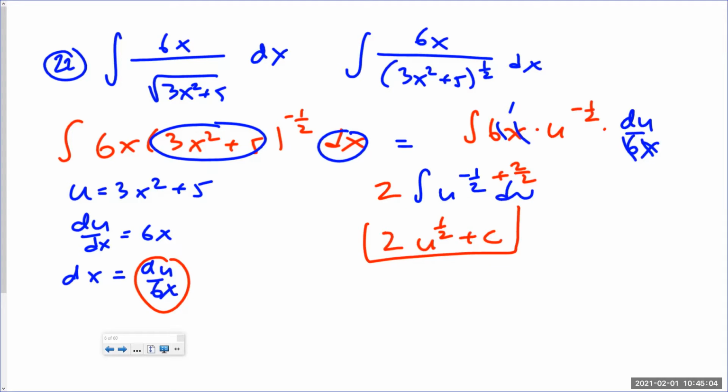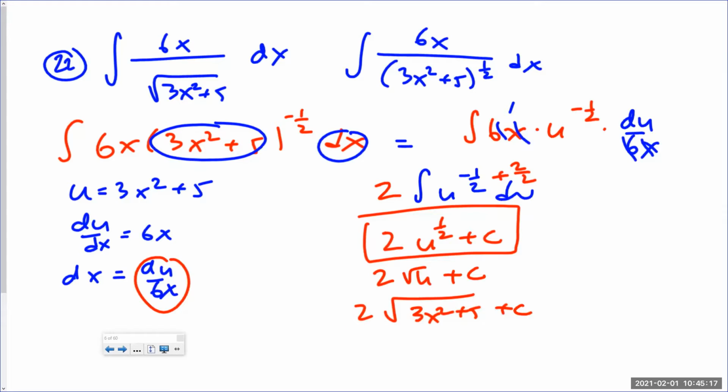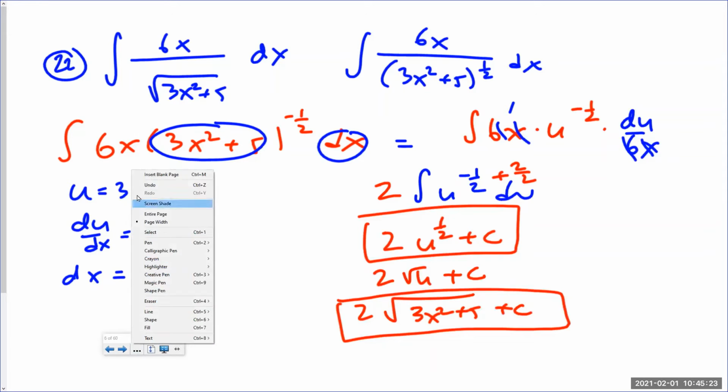And that is a great answer. It is the wrong answer. Do you guys see that this is really 2 times the square root of u plus c? Isn't that what 1/2 is? And so then you can bring this in and say 2 times the square root of 3x squared plus 5 plus c, and that is a great answer. Okay? Yeah, go ahead, Chris. All right, guys, ask me another one. Which other one are you working on?